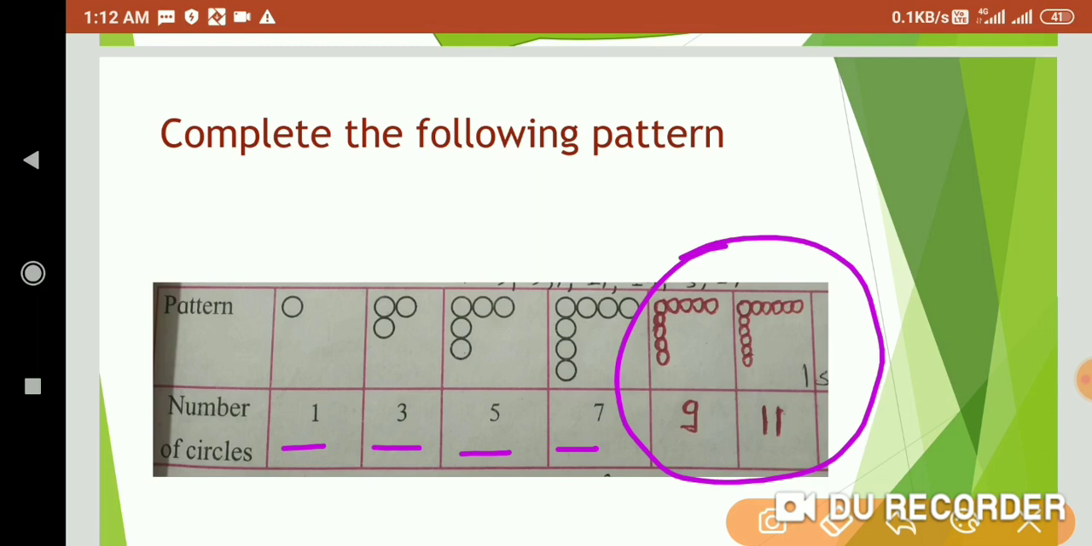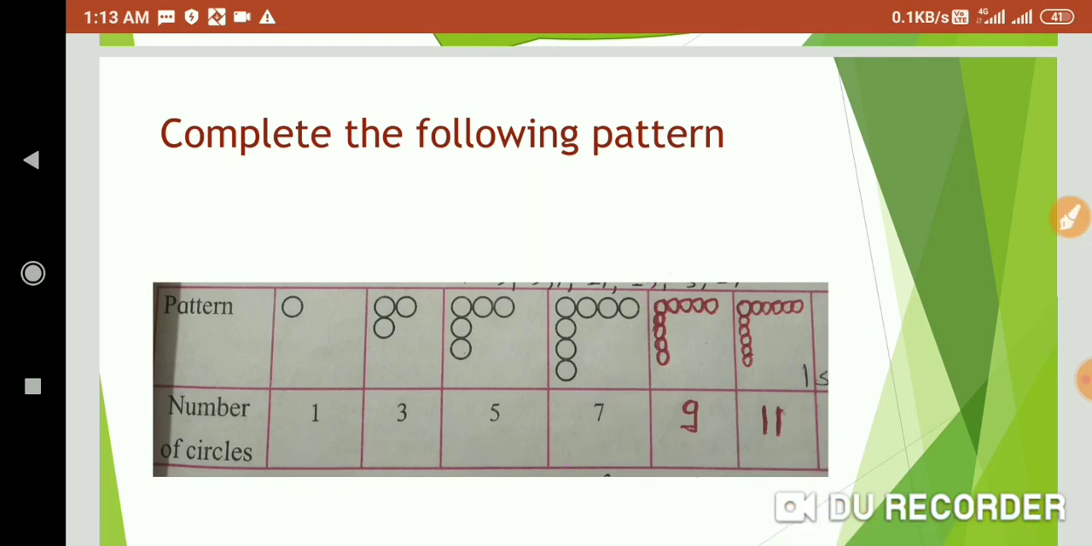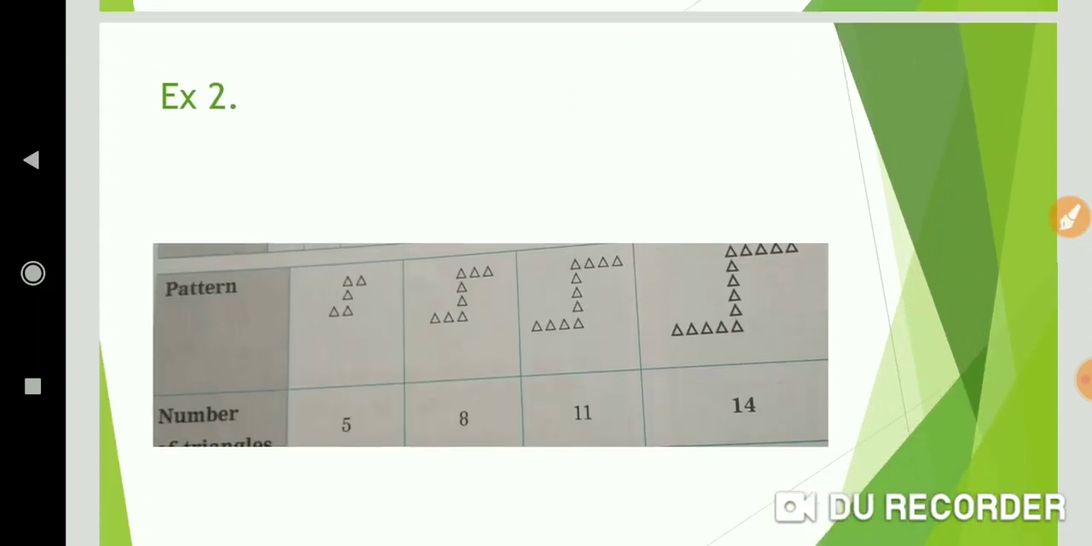If the students observe carefully, then they notice that the number of circles is increased by 2, and therefore it is easy to tell that in the next two columns the circles are 9 and 11. Therefore the sequence of numbers becomes 1, 3, 5, 7, 9 and 11, because each number is increased by 2. Understand, student?